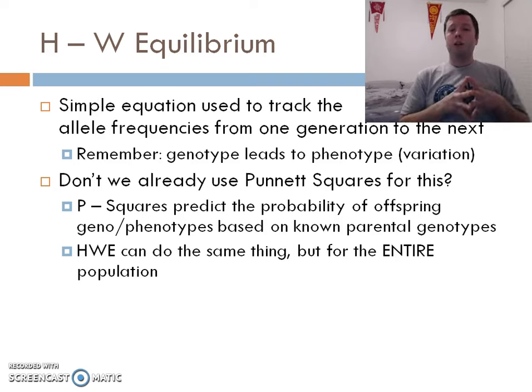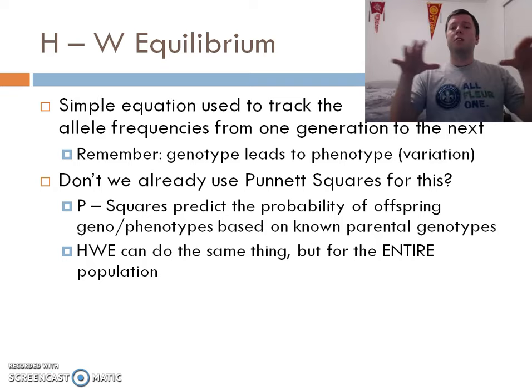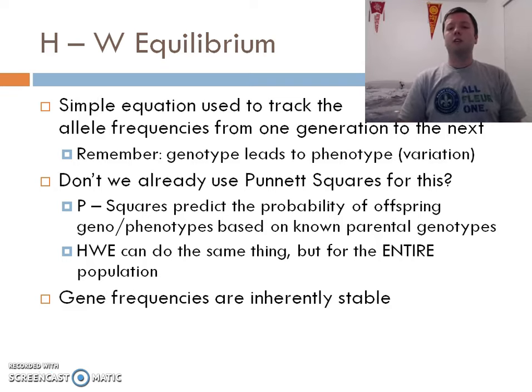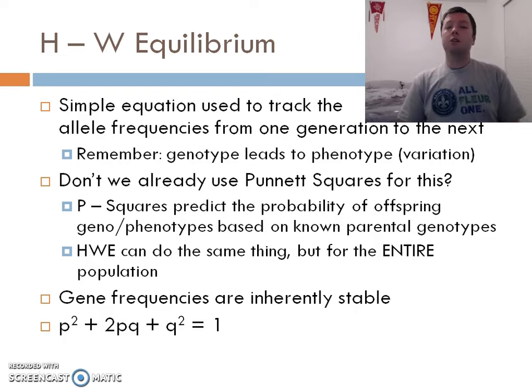HWE, the Hardy-Weinberg equation or equilibrium, can do the same thing, but for an entire population. You can look for the expected result of these gene frequencies, which are inherently stable over an entire population in a given area. All members of one species in one defined area make up your population. So here's the actual equation. I've alluded to it a few times. You see it in your notes already: p squared plus 2pq plus q squared equals 1.